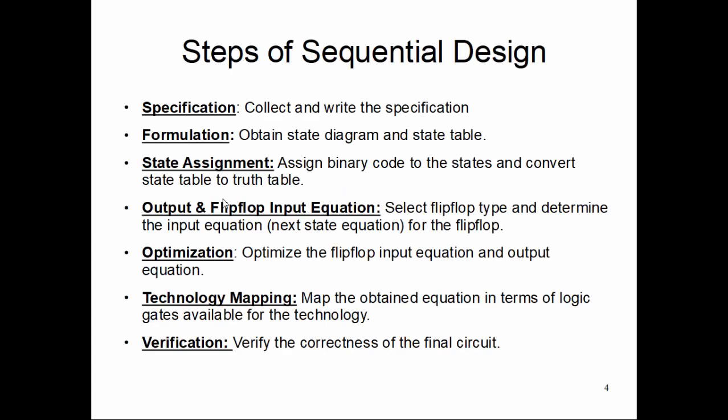So like combinational circuit design, we start with a specification. Collect and write the specification, and then formulation: obtain a state diagram and state table. This is the step I was referring to. It is not an exact science, but it is kind of an art. Over time, with experience, from a specification you can come up with an efficient state diagram, which leads to a smaller digital circuit.